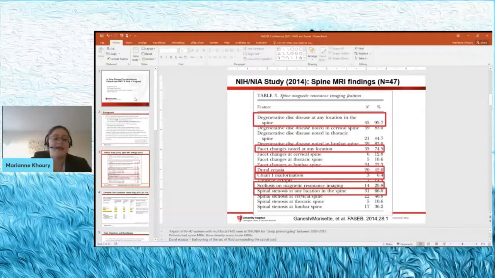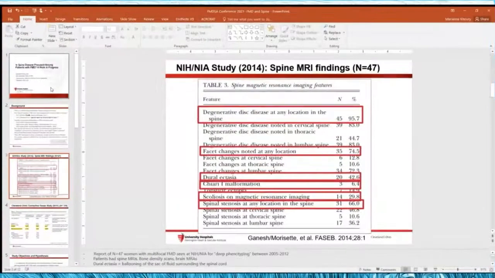So a little bit more about the NIH study. The study had 47 women who had extensive imaging. They had spine MRIs, bone density scans, and brain imaging as well. And the findings showed that about 96% of the patients had degenerative disc disease. And then there were other orthopedic MSK type of findings as well. Dural ectasia was present among 42%. And about 30% of that patient cohort was found to have scoliosis.